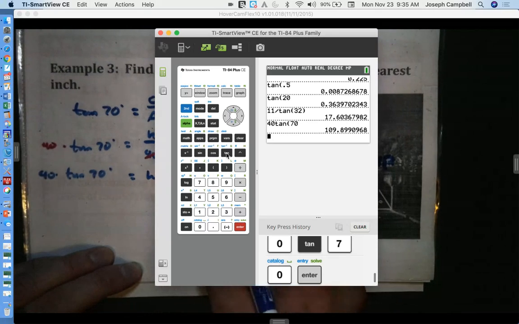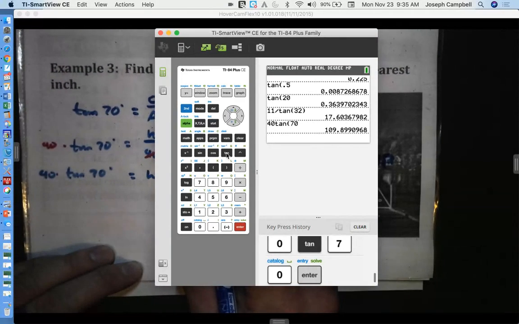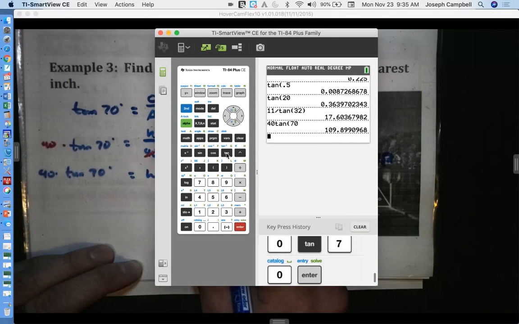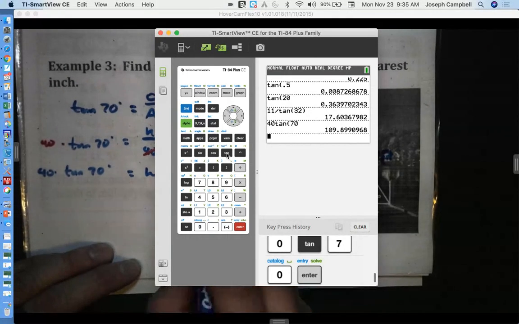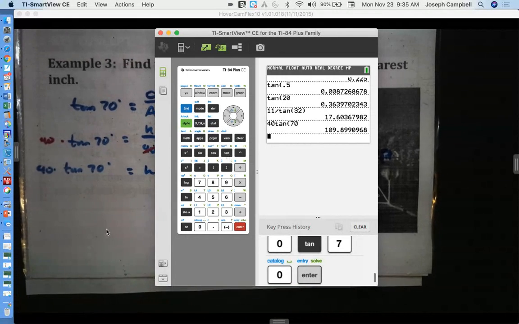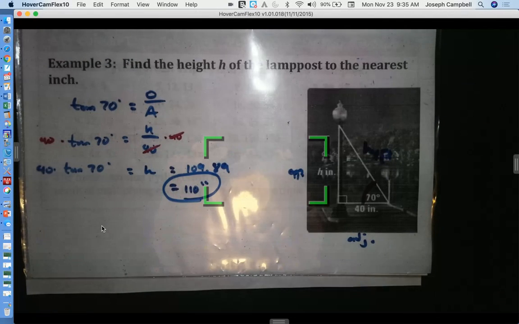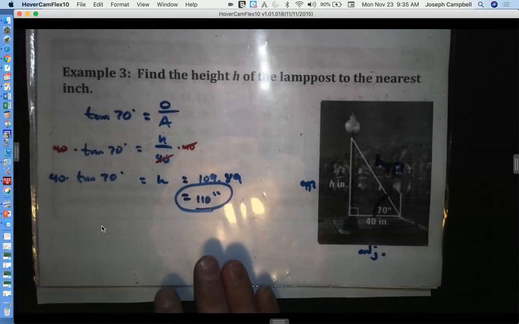109.8991. Oh wait, it's to the nearest inch. So the 0.8991 is definitely going to round up, so it's going to round up to 110. So we're going to say 110 inches. It does make sense in this context. All right, that's another example for you.